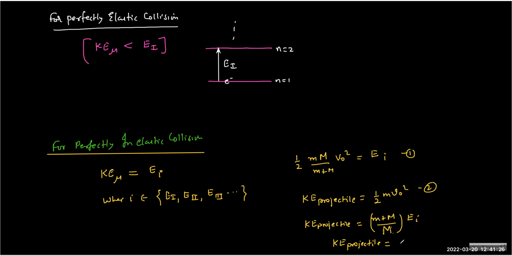So the kinetic energy of the projectile will be 1 plus, slightly more than the excitation value. This formula is very useful because they will ask you that if the transition happening is E1 or E2, then what should be the kinetic energy of the projectile? In our case, the masses are equal.